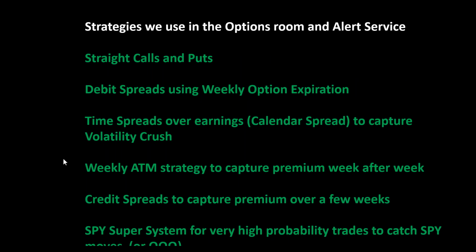All right. So again, let's just recap what we use in the options room and the alert service. Straight calls and puts. This is mostly what we do. Debit spreads, time spreads over earnings, weekly ATM to capture premium, and credit spreads to capture premium. So we've got a pretty nice mix of strategies, and this allows us to take the strategy that is best to use for the market conditions at that time.